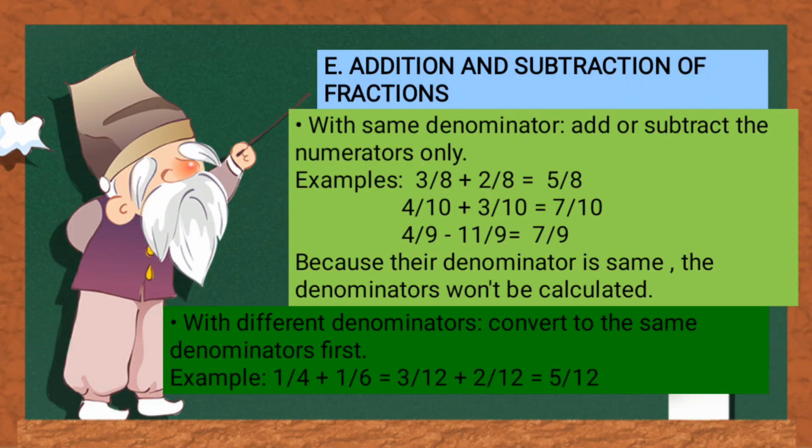Addition and subtraction of fractions. With the same denominator, we can add or subtract the numerators only. But with different denominators, we have to convert to the same denominators first. 1 over 4 plus 1 over 6 equals 3 over 12 plus 2 over 12 equals 5 over 12.